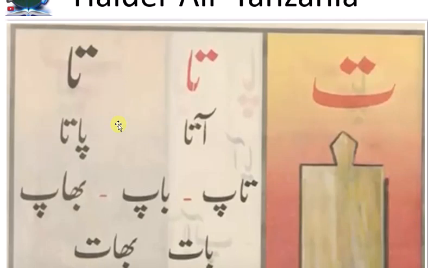And then if there is a te, that is only ta. But if there is hay with a te, it is tha. Like I thought, I think, I throw. So such sounds like tha: throw, thought, think, thing. So such te is like tha. Te he tha.